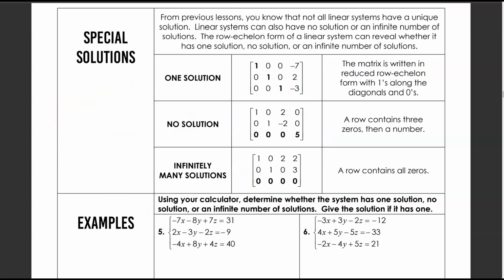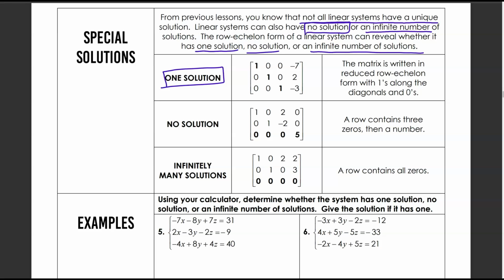All right, so from our previous lessons, you know that not all linear systems have a unique solution. Linear systems can also have no solution, and they can have an infinite number of solutions. So the row echelon form of a linear system can reveal whether it has one solution, no solution, or an infinite number of solutions. So how do we determine that? Well, we saw the case of one solution when we got all ones down the diagonal, and then we got our answer. So this particular case has one solution.